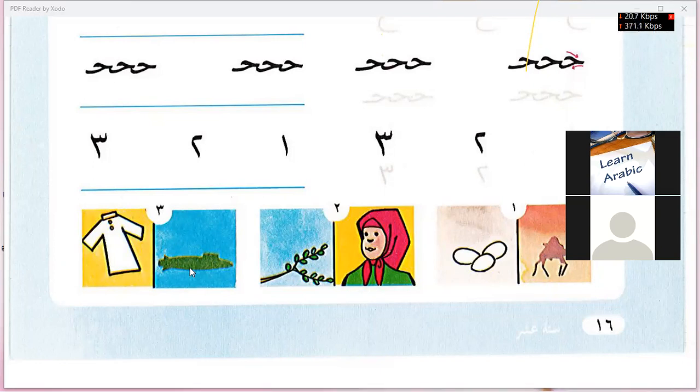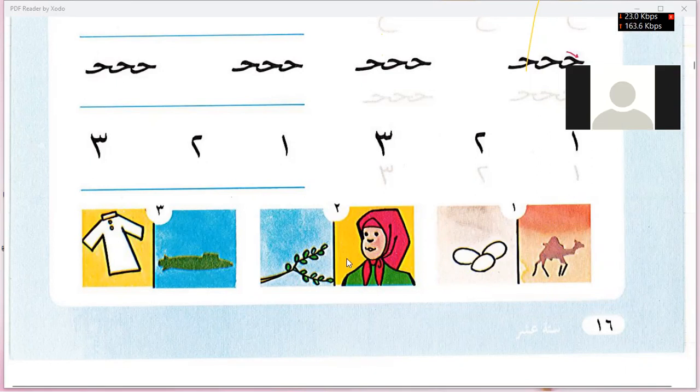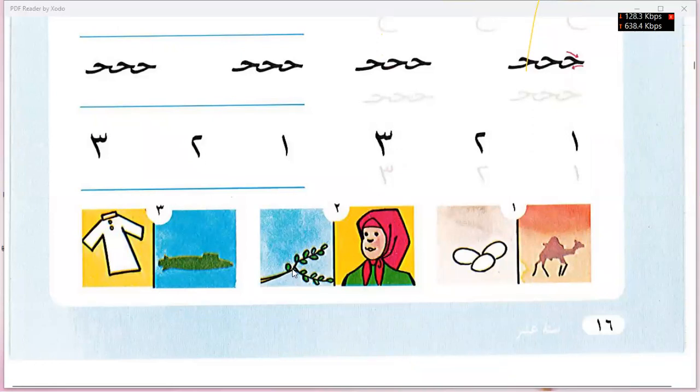Then Rizwana Khan, are you available? Yes, sir. Assalamu alaikum. Wa alaikum assalam. So what is the name of this picture? Just joined, sir. Is it Shajar? I think it is your first class. Yeah, I'm having net problem now also. In between I got disconnected. Okay, I will ask you the next question.